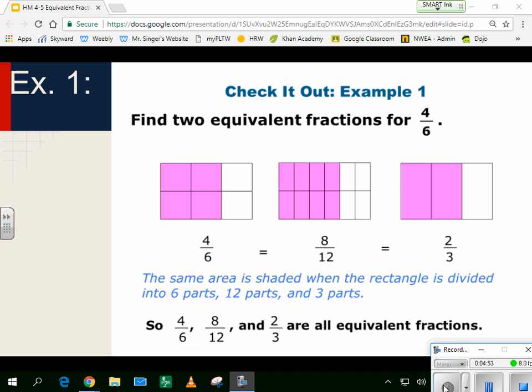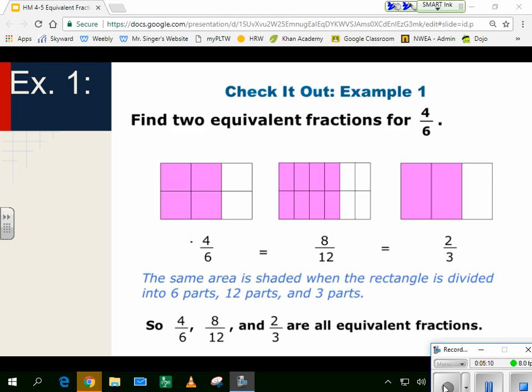Now, the 2 simplest ways to find equivalent fractions besides drawing is taking the fraction you're given. So here, in this case, it's 4/6. And remember the note I had when we looked at what a numerator and denominator is. Both parts have to be equal.